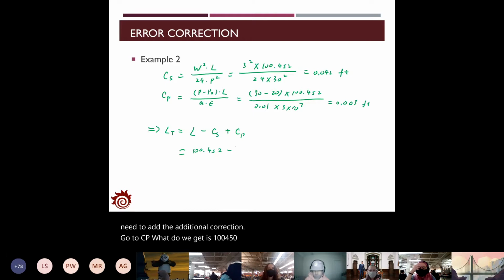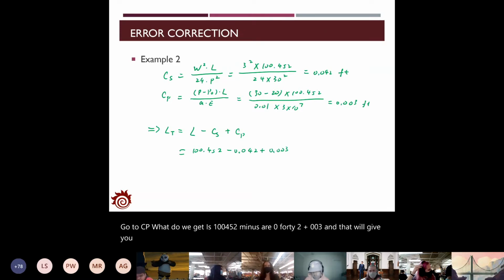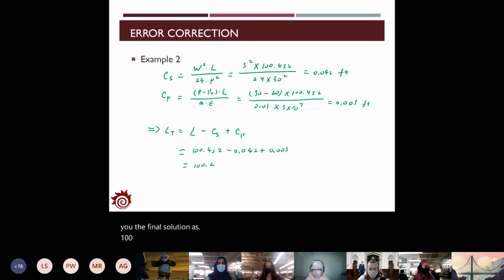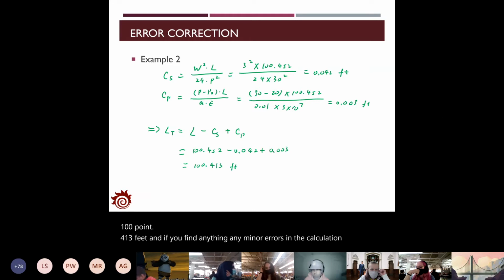So what we get is 100.452 minus 0.042 plus 0.003, and that will give you the final solution as 100.413 feet. And if you find any minor errors in the calculation, you can double check. You can just let me know.